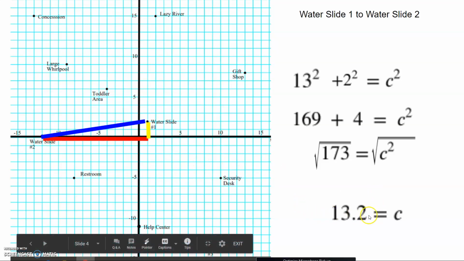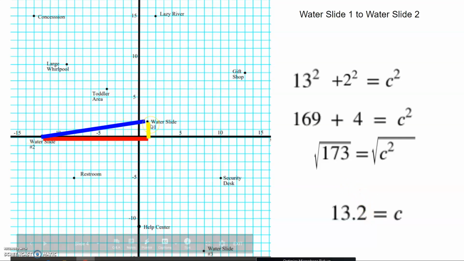So there are two ways to calculate the distance between two points, one using the distance formula, the other using the Pythagorean theorem. Both ways are totally fine, however you guys want to work this out.